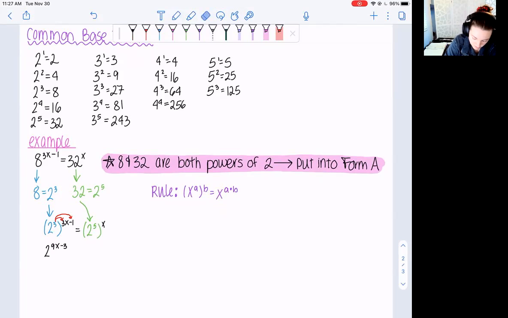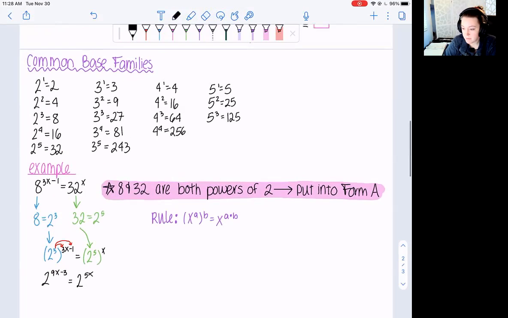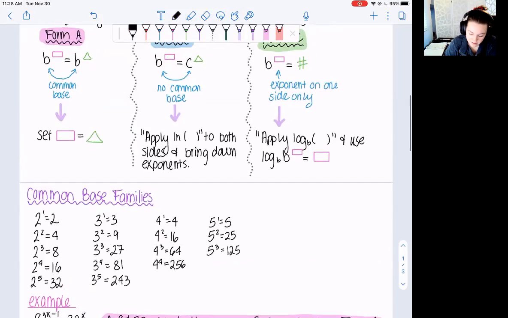I'm going to make my 2 a little bigger. Is equal to 5 times x, which is 5x. So 2 raised to the 5x. And now it's in Form A. Both sides have the same common base.